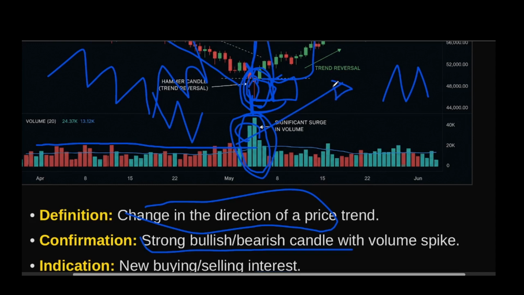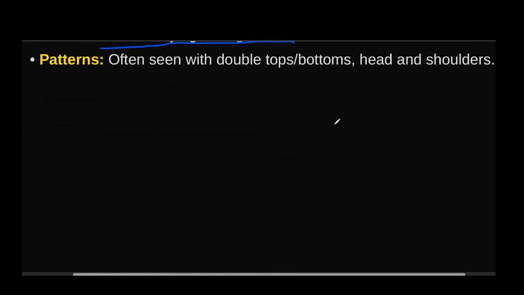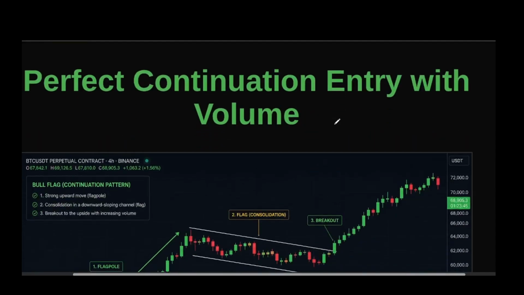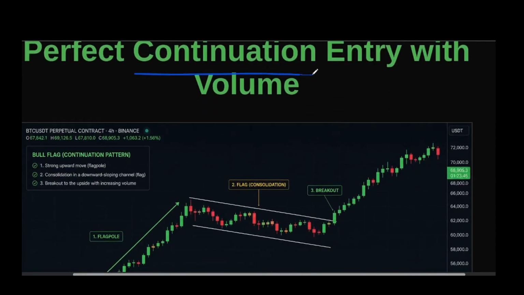If you don't know what double top and double bottom is, I already uploaded a video, you can check that out as well. Now, perfect for continuation entries.